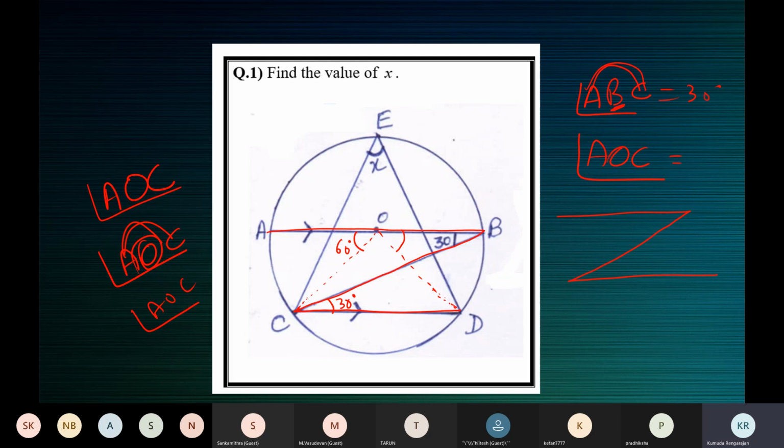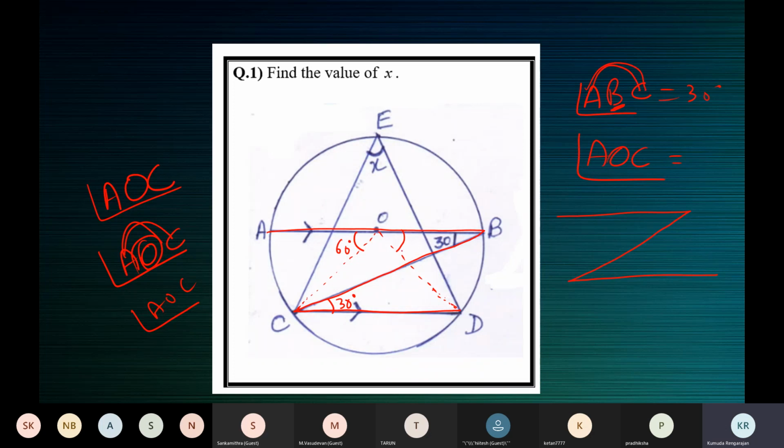So arc BD subtends angle BOD at the center. The same arc BD subtends angle BCD on the remaining part of the circle. And we know that the angle at the center is double the angle formed on the remaining part of the circle. You can make out from the name of the angle. BCD and BOD are made by the same arc BD at the center O and on the circumference at C.